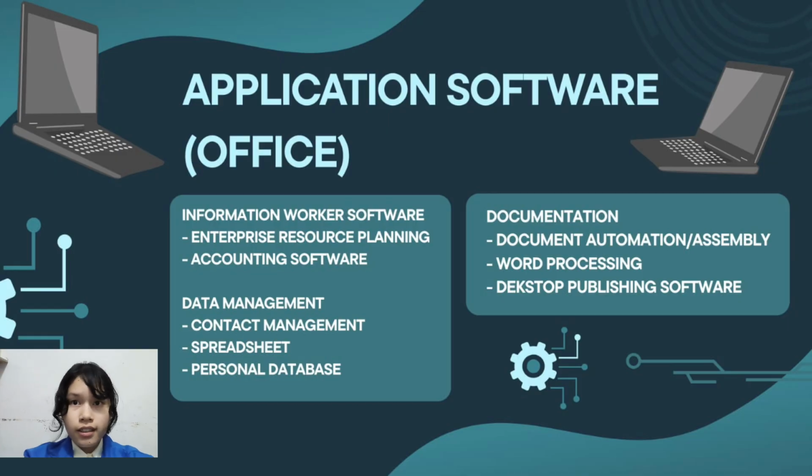Alright, now this one is the example of the application software based on Office. The first one is based on information worker software. There are enterprise resource planning and accounting software. Based on data management, there are contact management, spreadsheet, personal database. And for the documentation, there are document automation or assembly, word processing, and desktop publishing software.